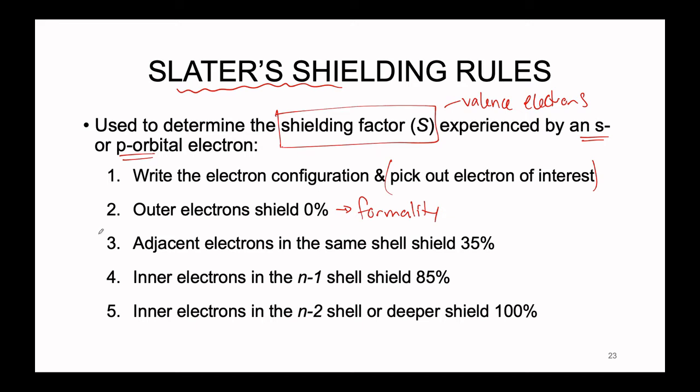All right, so rule number 3. So we are here. Adjacent electrons in the same shell are going to shield you 35% of the time. So these are going to be the people at that concert. I'm just going to keep using this analogy. It seems to be working pretty well for describing what it is I'm trying to say. So let's say you are here. This is you, and there are some other people standing right next to you.